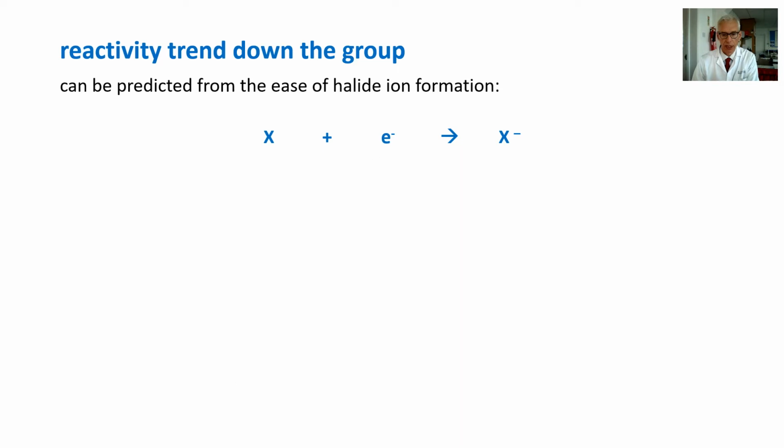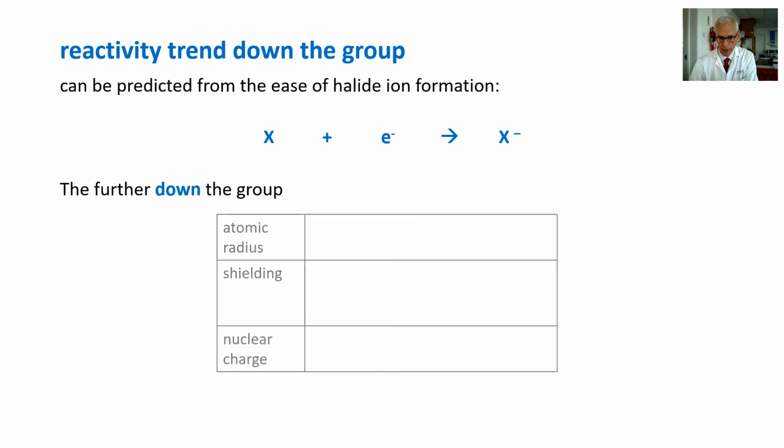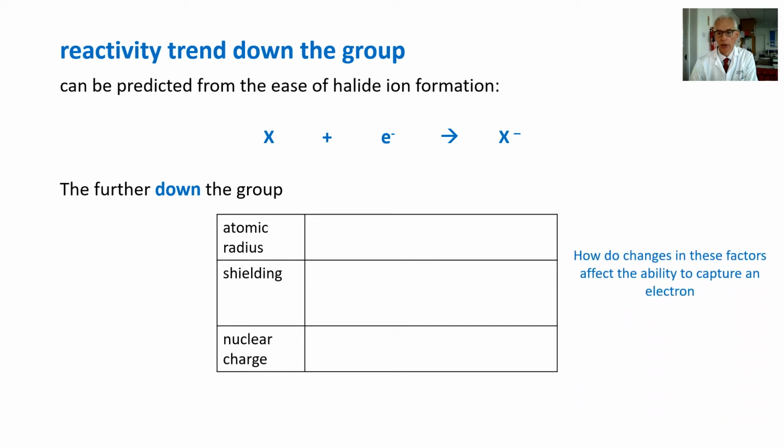There are three factors to consider: atomic radius, inner shell shielding, and nuclear charge. How do the changes in these three factors affect the ability to capture an electron? I'd like you to pause the lesson, write down your ideas, and come up with a prediction for the trend in reactivity down group 7.